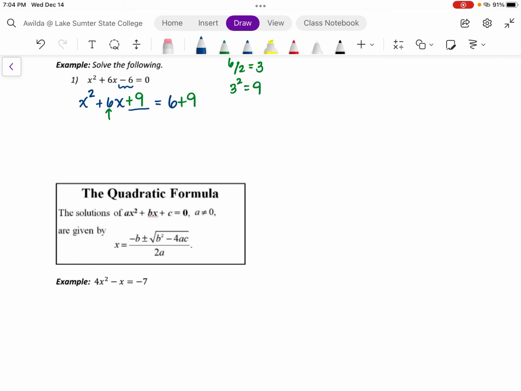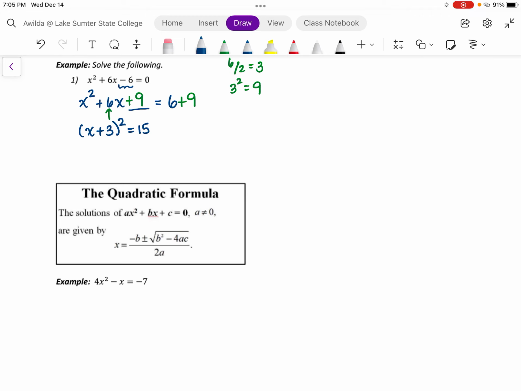The reason we did this is that now the trinomial x squared plus 6x plus 9 can be written as a perfect square. In fact, this is equal to x plus 3 quantity squared. You can verify this by distributing out the multiplication x plus 3 times x plus 3. On the right-hand side, we have 15. Now we have a perfect square on the left and we have a real number on the right.